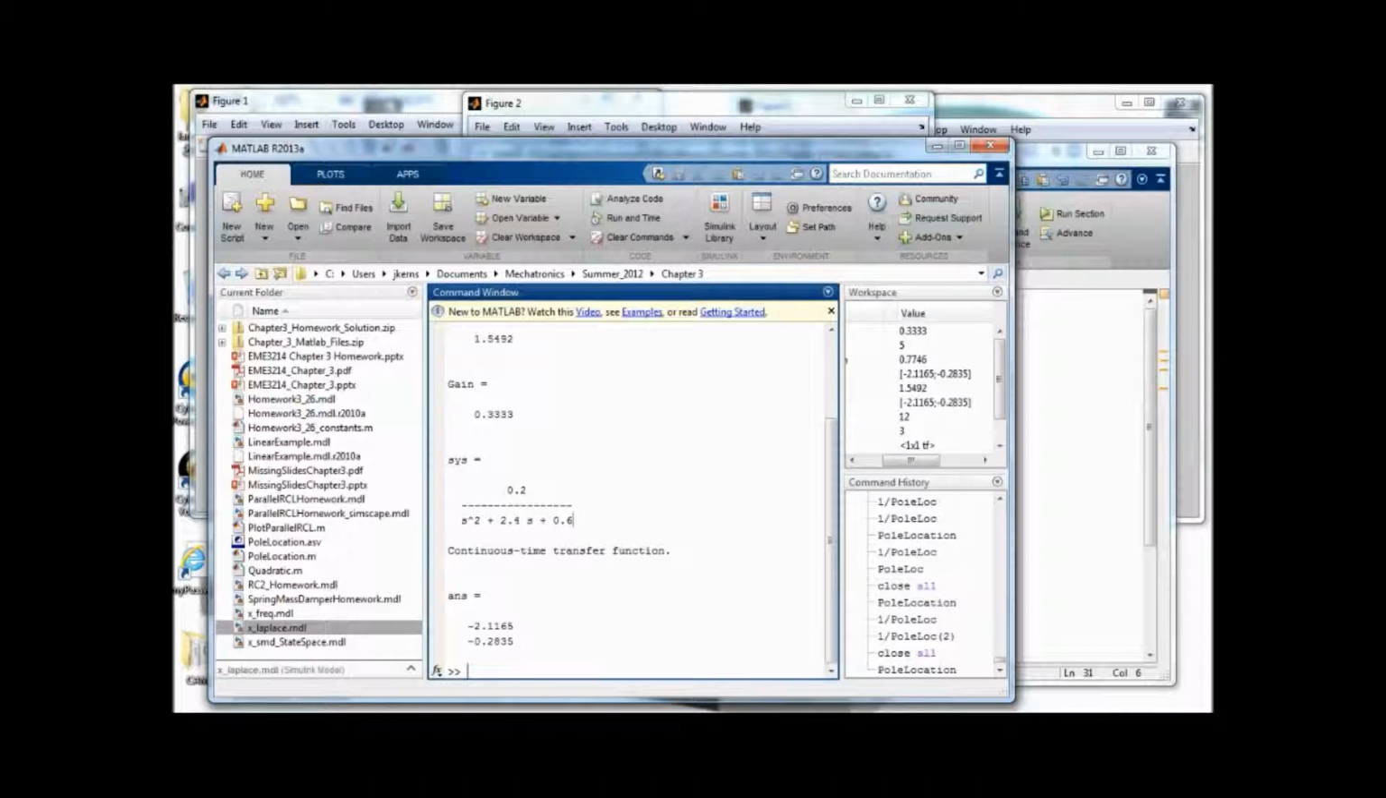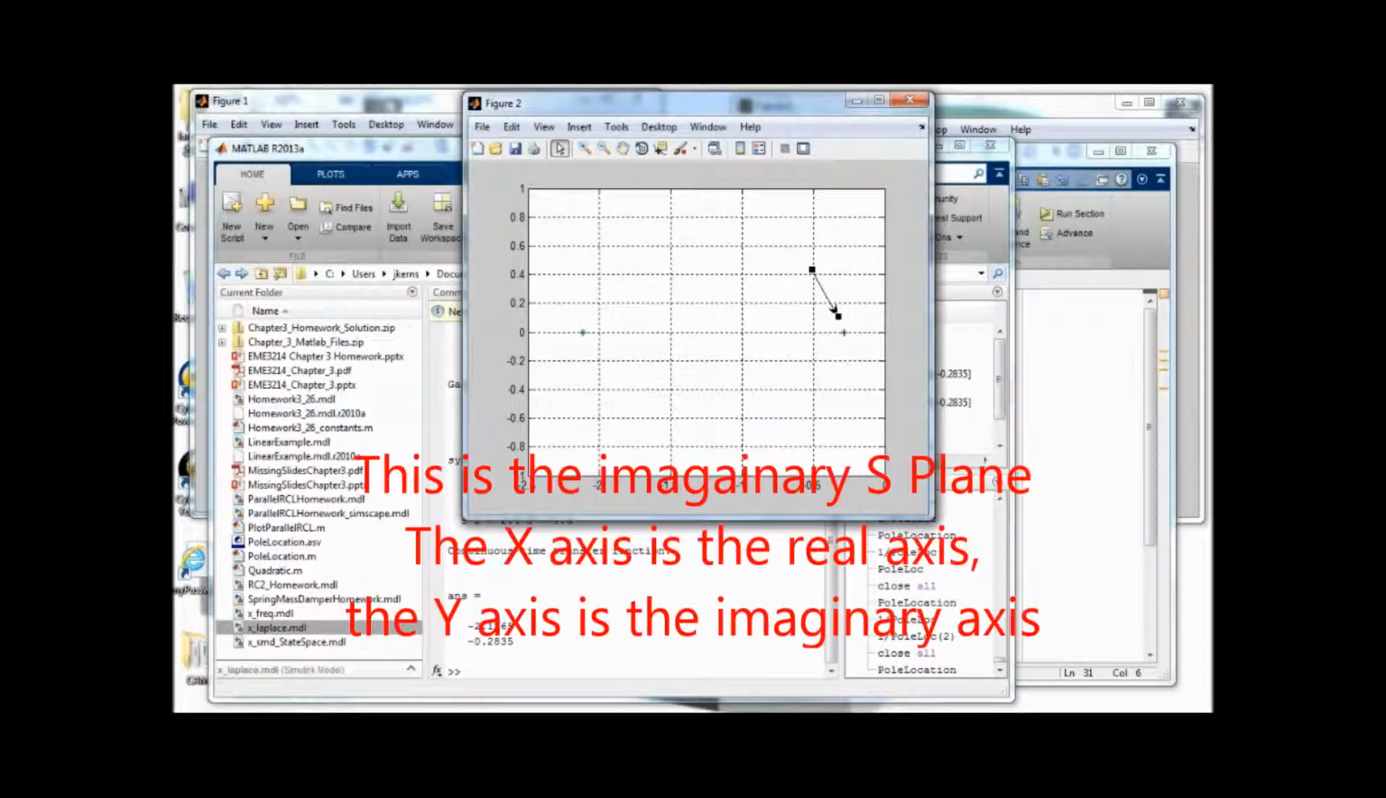If I do that all right, S squared plus 2.4S, that's 2 zeta omega n, and 0.6 is omega n squared. And my poles are at minus 2.1 and minus 0.28. So if I look at my poles in figure 2, you can see I've got one pole here, and I've got another pole over here.